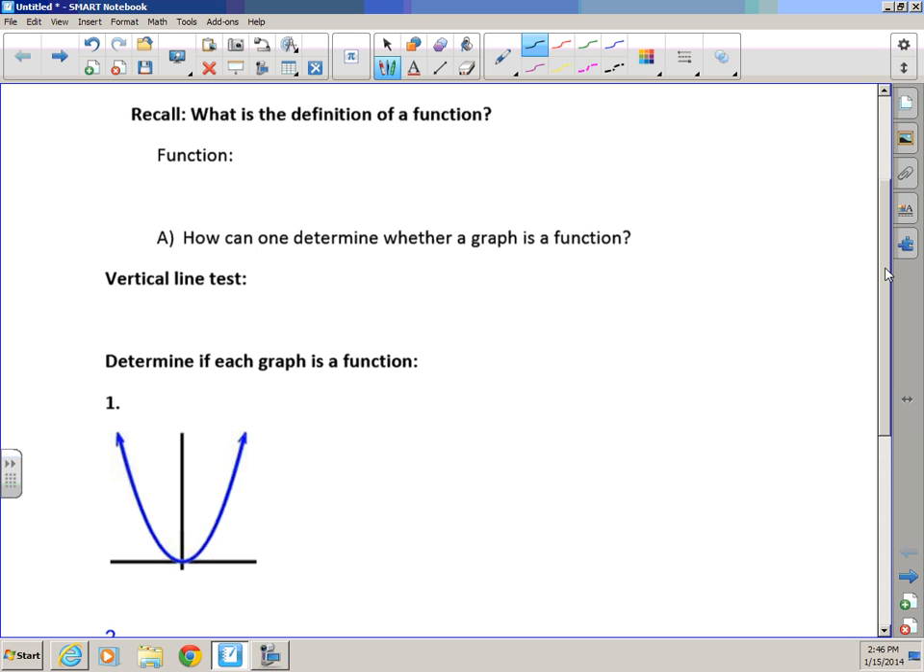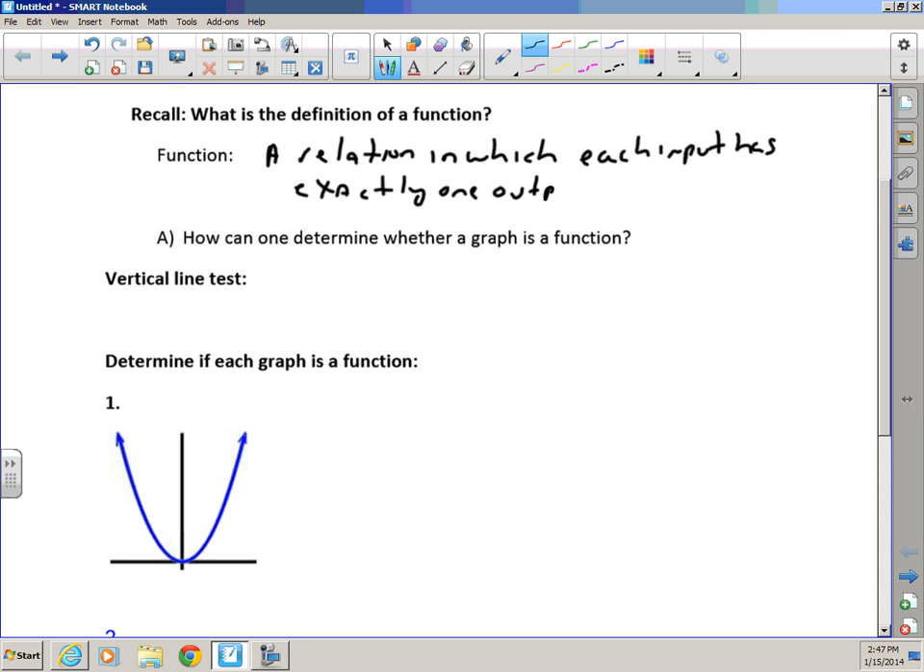So just to recall, a function is a relation in which each input has exactly one output. Okay? Now, for determining if a graph is a function, we're going to utilize what's called the vertical line test. I'm going to give a definition of the test, and then we're going to go through a couple of examples that hopefully will make some sense.